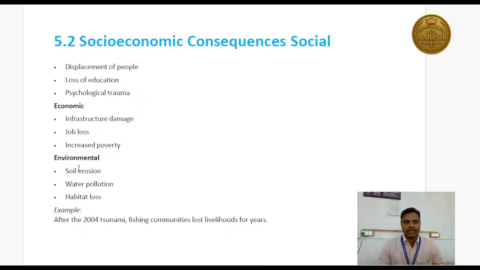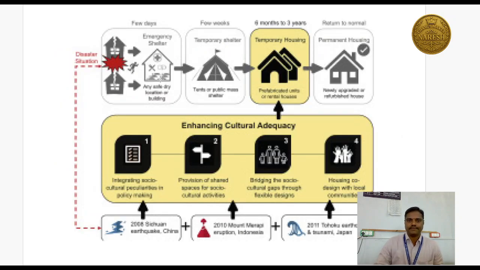When you talk about environmental, one is soil erosion will occur. Then the second one is water pollution will occur. Then the third one is habitat loss also will occur. So when you take the example of the 2004 tsunami, the fishing communities lost their livelihoods for years. They took all the JCBs and dug all the pits, and the debris was thrown like this. So they suffered a lot, and these are the best examples of how a disaster situation will be, and how to recover from it.